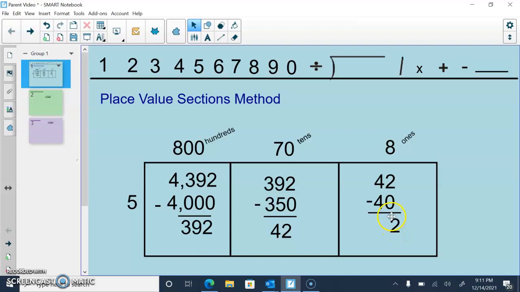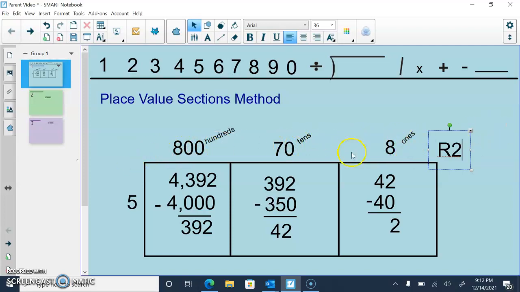The answer to dividing 4,392 by 5 is 878 with a remainder of 2. Here is their answer written right across here in place value. So they can see there's 800, there's 70, and there's 8. So 878 remainder 2. That's place value sections. That works for any size number. They know that they have to decide, do I need a 3-box section? Do I need a thousands section out here, depending on what my divisor is?